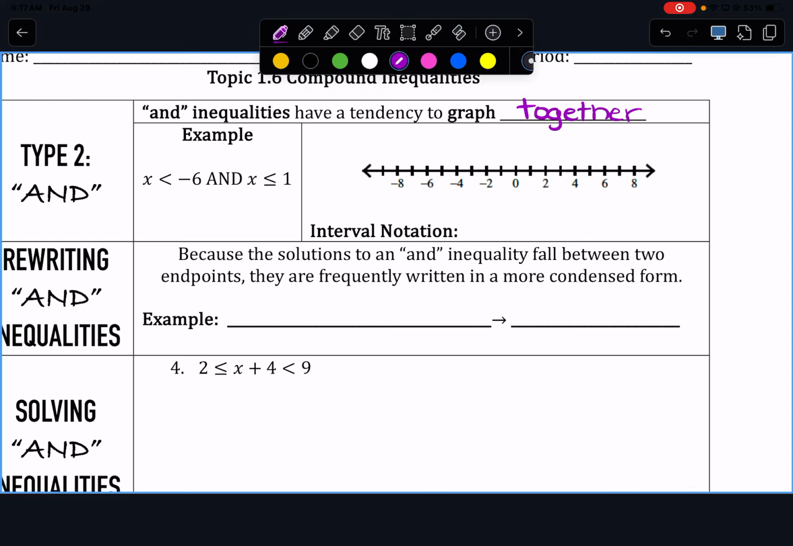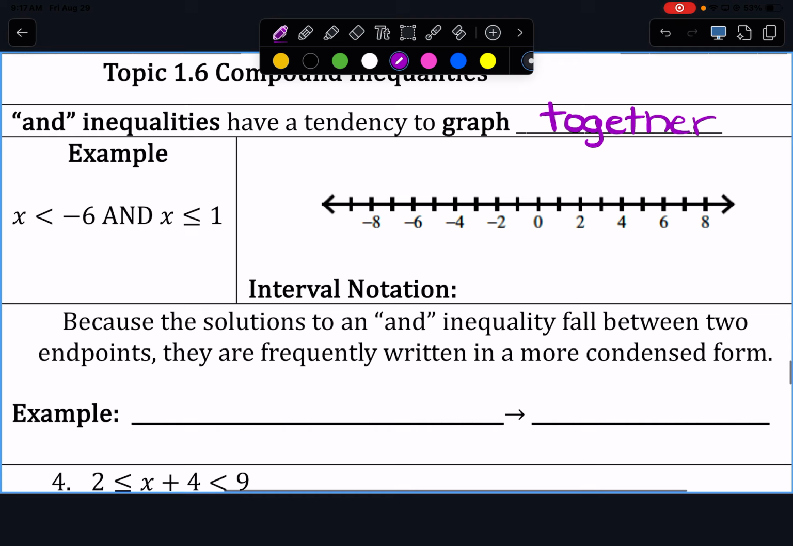So we're going to look at these. Now, I also had a typo right here, so we're going to fix this real quick. That is supposed to say x is greater than -6. I learned my lesson on printing before working out my keys.